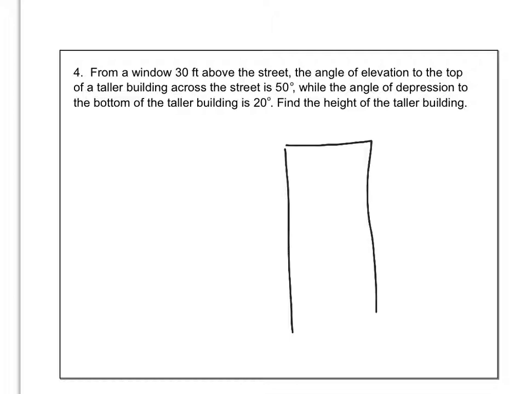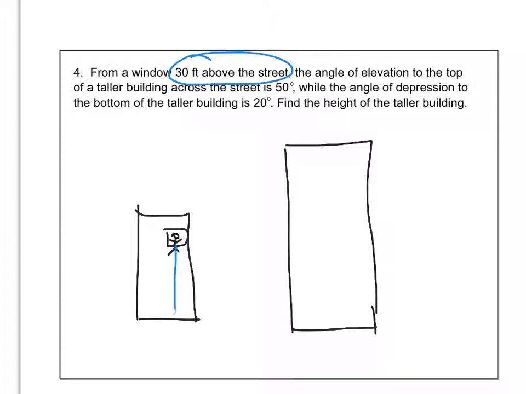So we have a taller building, and we have a shorter building. What's going on here is somebody's in the window looking at the taller building trying to measure it, and they're already 30 feet above the street. So this right now is 30. We know they're looking up across the building at an angle of 50 degrees. What's really important here is that in order to get the angle, we need the bottom of the angle, and it's always going to be horizontal. So we've got this horizontal line going on here to make our triangle.